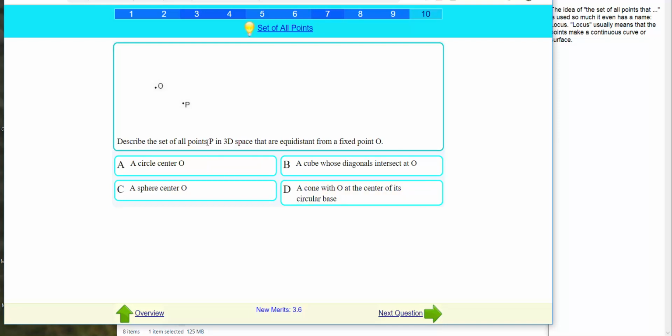In 3D space, a fixed point O. The set of all points P in a 3D sphere.